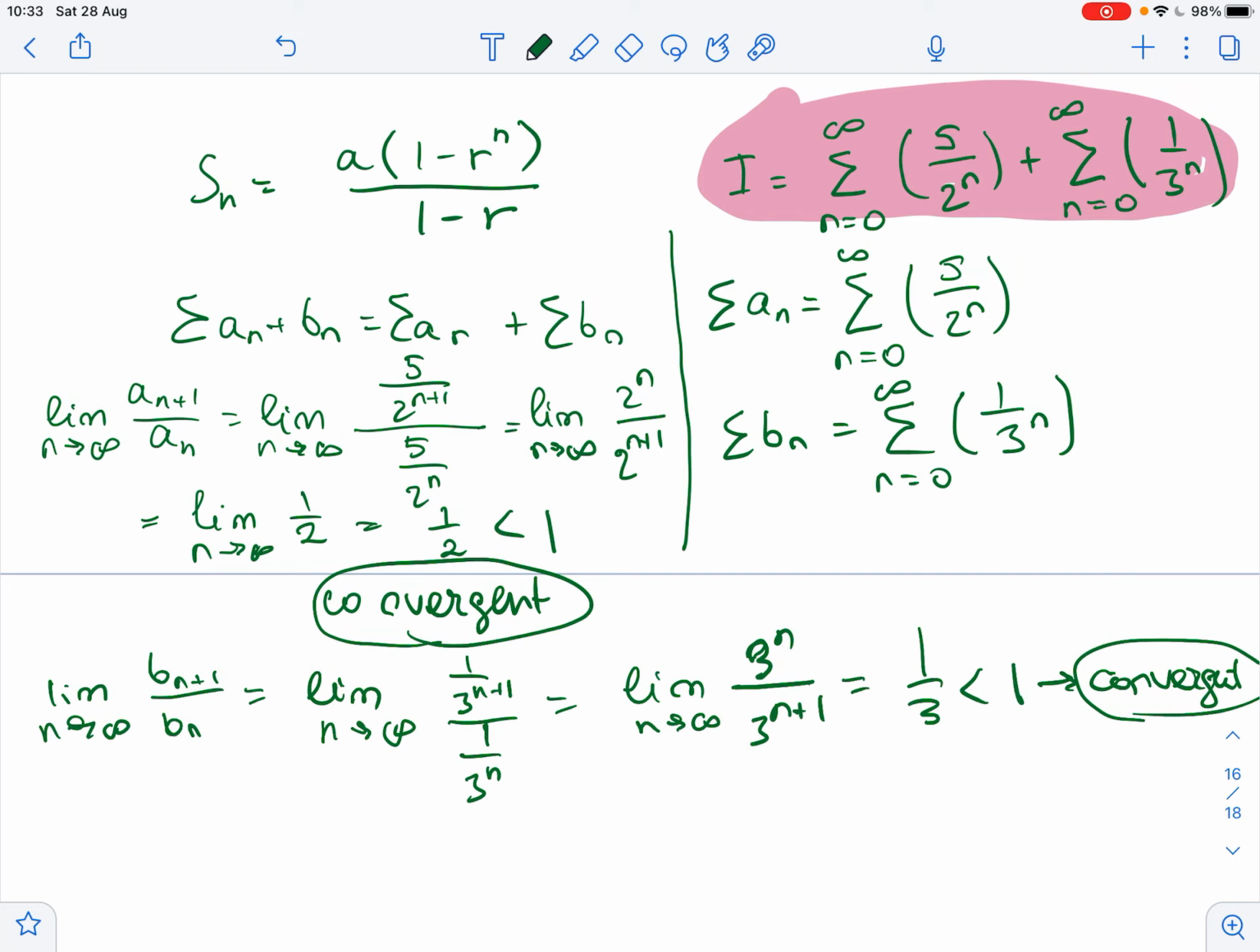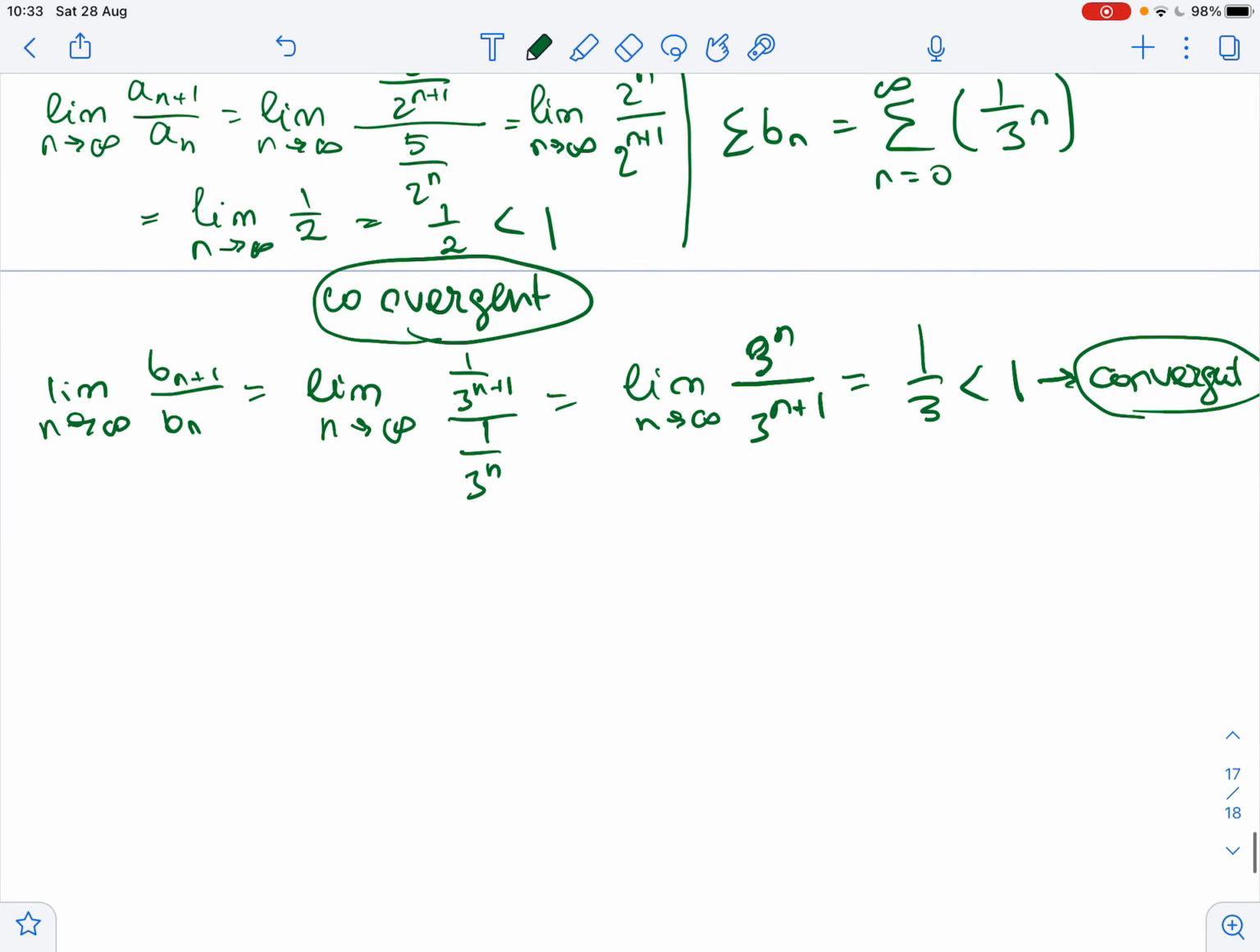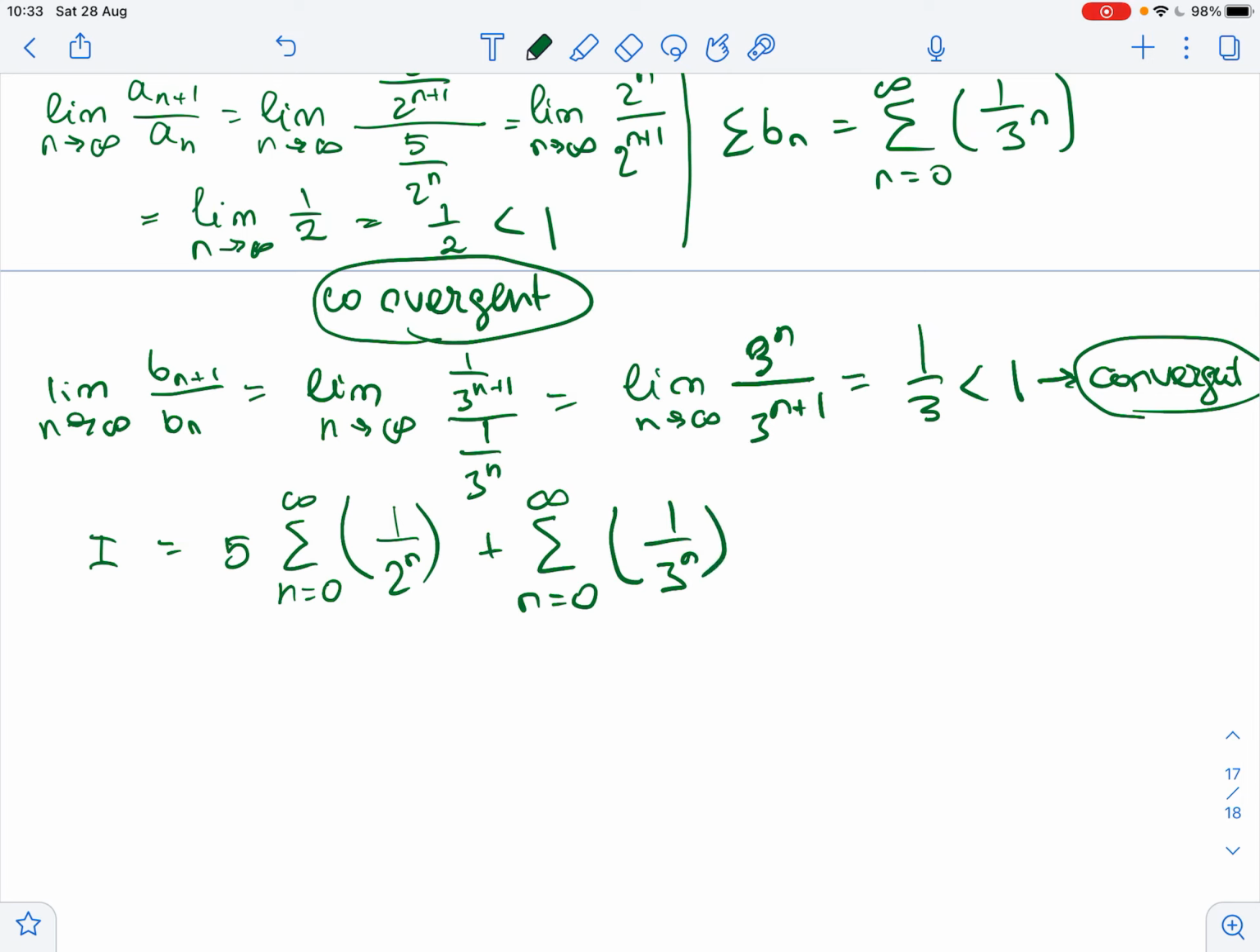So since we have proven that these two series are convergent, that means that our initial series I can be represented as 5 times the sum from n equals 0 to infinity of 1 over 2 to the power of n plus the sum from n equals 0 to infinity of 1 over 3 to the power of n. So by using the formula for the sum of an infinite series, we get that this equals 5 times 2 plus 3 over 2, so it equals 23 over 2.